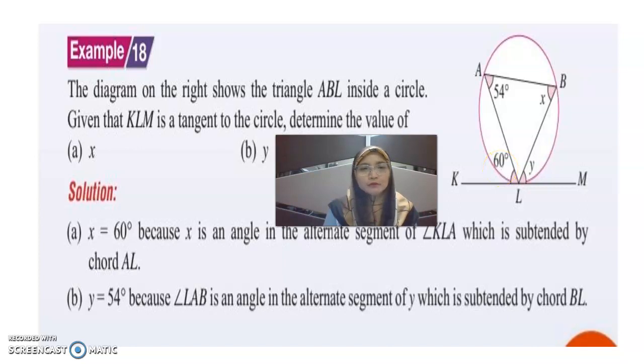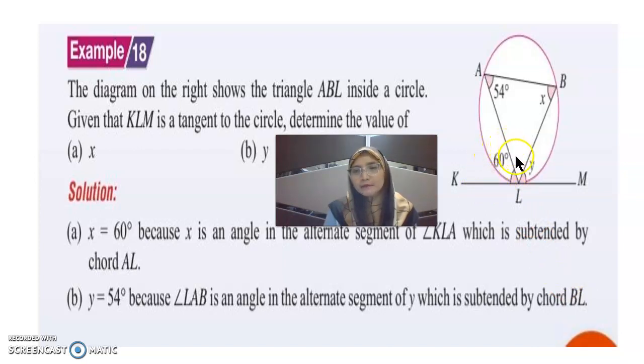X is equal to 60 degrees because x is an angle in the alternate segment of angle KLA, which is subtended by chord AL. Y is equal to 54 because angle LAB is an angle in the alternate segment of Y, which is subtended by chord BL. Let's see the diagram.